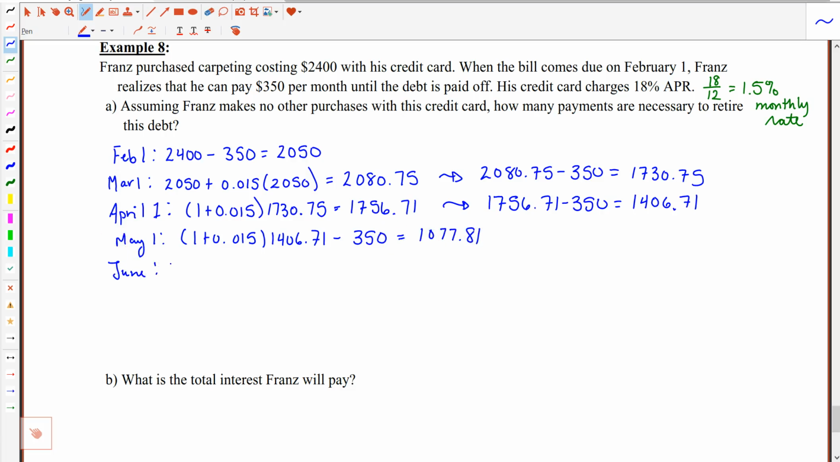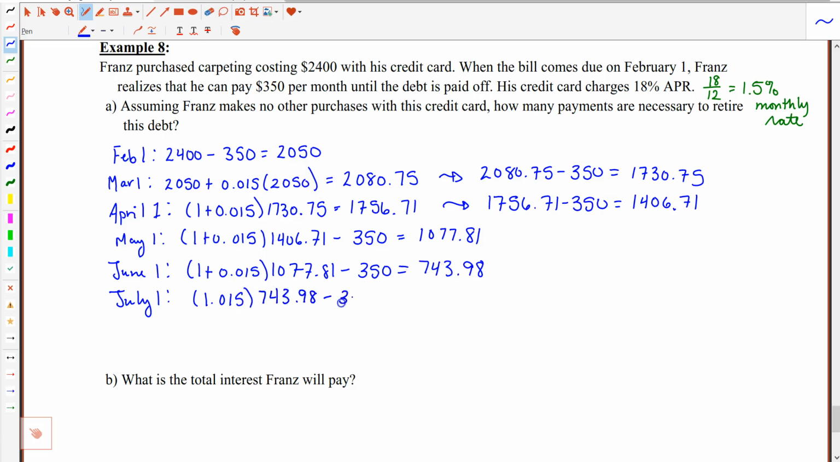Okay, so we'll move into June. For June 1st, this would represent my finance charge on top of that initial balance of $1,077.81, and then my payment that's going to go through. So now the account will be sitting at $743.98. We're just bringing it down a little bit every month. We move on to July 1st. Even condensing this part down, that'll be 1.015 times the 743.98 minus the 350.